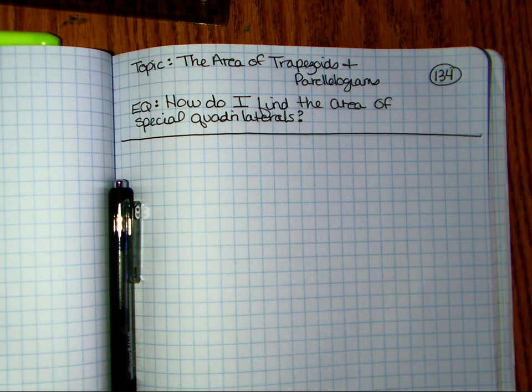Hello. Today we're going to talk about the area of trapezoids and parallelograms, which are considered special quadrilaterals. Yesterday we talked about the area of triangles and the area of rectangles. Please remember that when you're finding the area of a rectangle, you're doing either the length times the width, or we call it the base times the height.